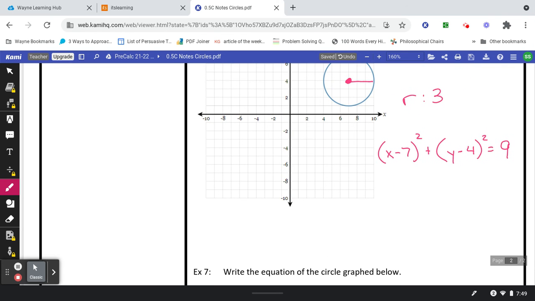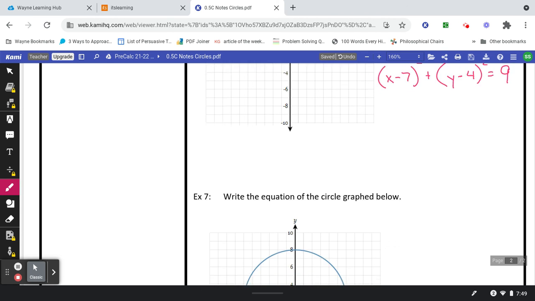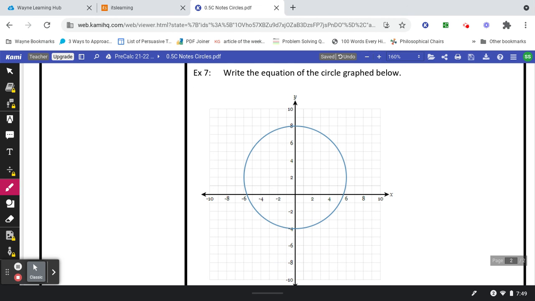Why don't you go ahead and try the next one, example number 7. I'll give you time to try to find the center and the radius, and then we'll go through it together. I found the center to be 0, 2, and the radius to be 6. If you haven't written the equation yet, go ahead. All right, so you should have x squared plus y minus 2 squared equals 36.